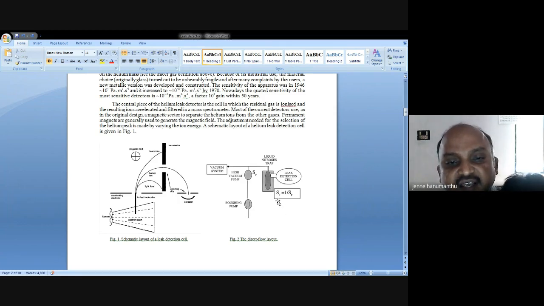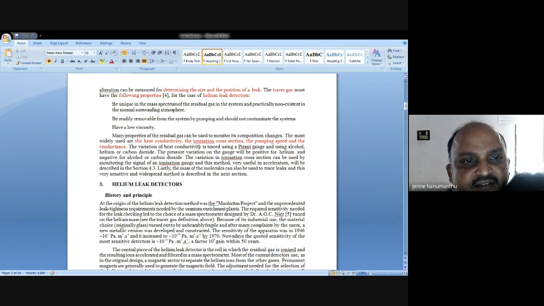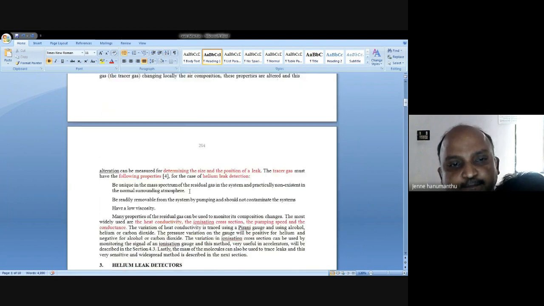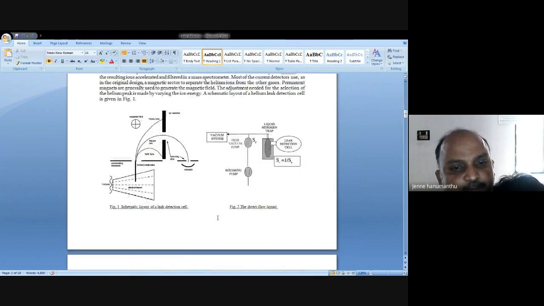See, SC equals 1 by ST. So if the sensitivity is calculated here, based on that we can identify whether a leak of the gas is there or not. It is one example for one gas, for tracer gas. That's called tracer gas. The tracer gas will be helium, maybe nitrogen, like this. Any one type of gas.